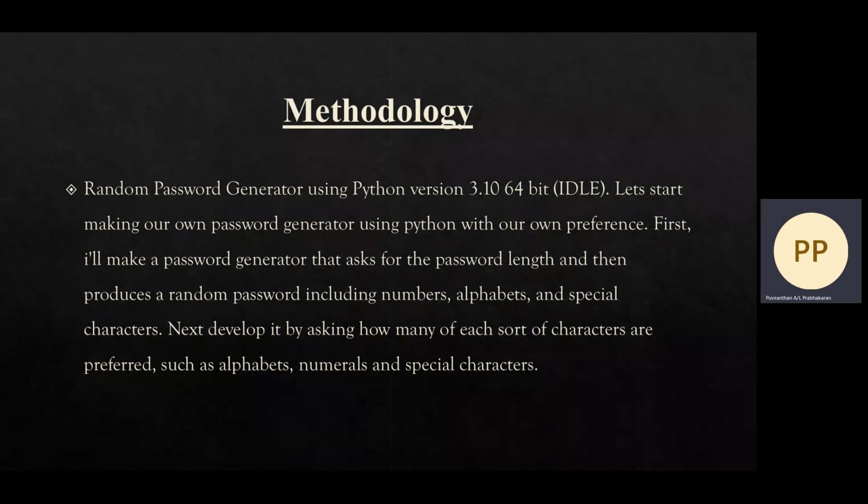Steps. I've used Python version 3.10 for my project, random password generator. So let's start making our own password generator using Python. First, I'll make a password generator which asks the user to input the password length, then produces a random password including numbers, alphabets, and special characters. Next, develop it by asking how many characters the user wants in numbers, in alphabets, and in special characters.